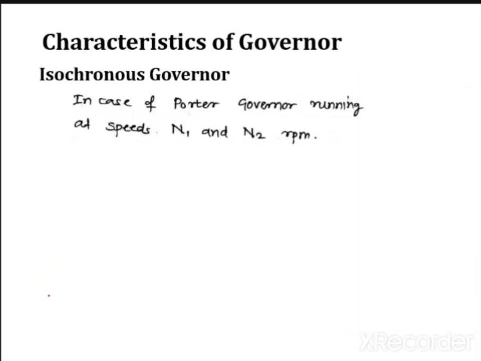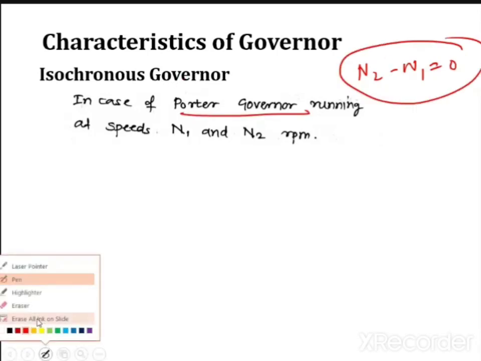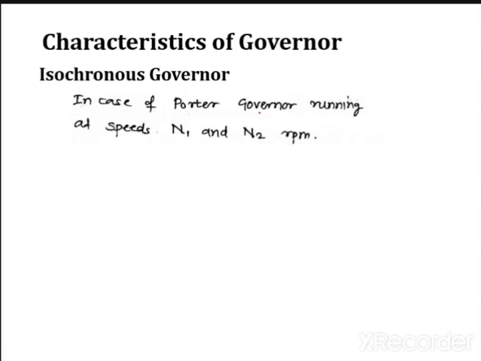Now, in case of the Porter governor, first let us understand whether it is isochronous or not. Isochronous means what? I am trying to find out whether my N2 minus N1 will be 0 or not in the case of the Porter governor. Let us say the Porter governor is running at speeds N1 and N2 RPM. You have already derived the formula, so we are not going to derive it again.